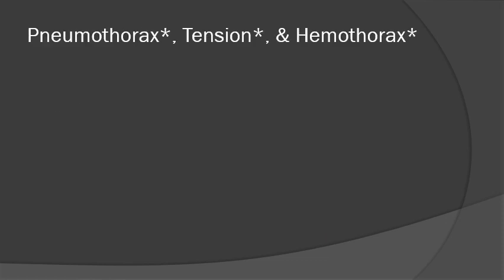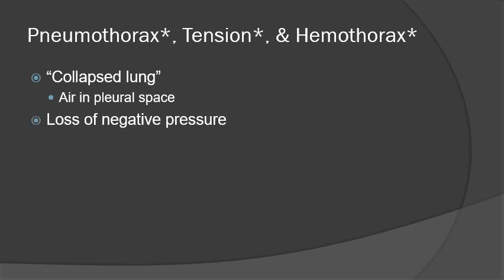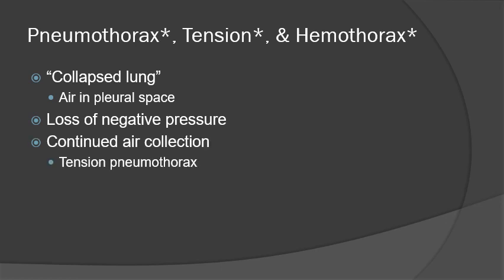So pneumothorax, tension pneumothorax, and hemothorax. A pneumothorax is a collapsed lung. That's when air manages to get into the pleural space. Remember we talked about how the negative pressure inside the pleural space is what allows the lungs to remain expanded and basically pressed up against the rib cage. That loss of negative pressure happens because somehow air gets into there, and that will cause the side of the lung, whether it's on the right or the left side, to collapse.